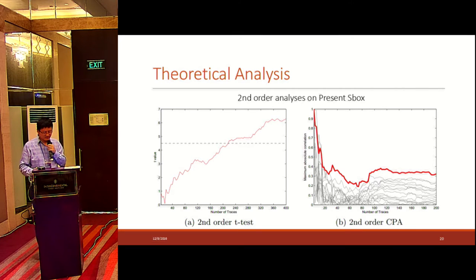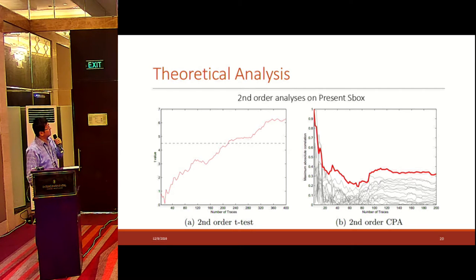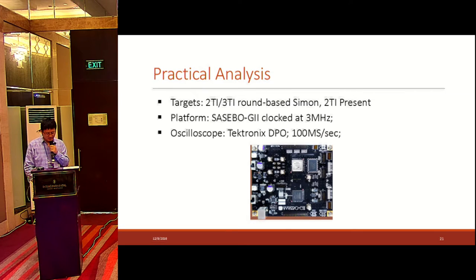But at the second order, things are different. Using the second-order t-test, you can see that with only 200 traces, the t-test value already goes beyond 4.5, which means that there's a strong second-order leakage in our 2TI PRESENT. And similarly, in second-order CPA, it also uses less than a hundred traces to recover the correct key.